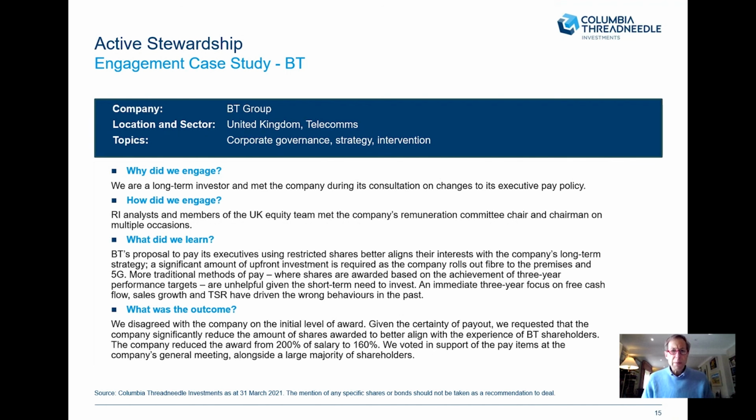BT is one where we were concerned about the corporate governance. It was really around remuneration. They had a strange share scheme, but they explained that was because of the huge capex requirement for rolling out fibre. So this was a more suitable way of rewarding management if they were successful, and we accepted that. But the bottom point down there, we did think the level of reward potentially for management was excessive, and we got the maximum award reduced from 200% of salary to 160%.